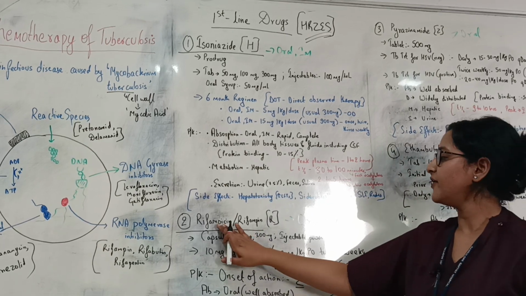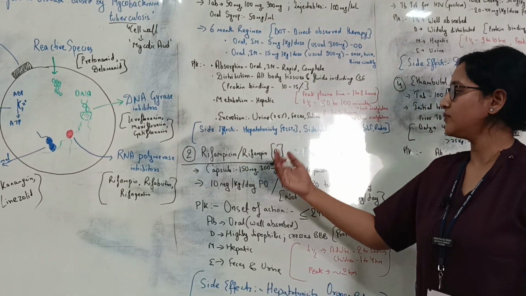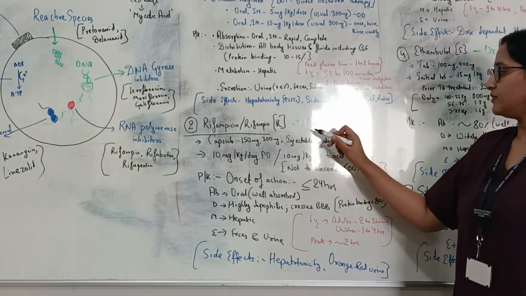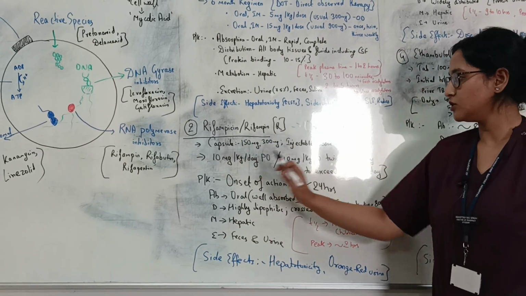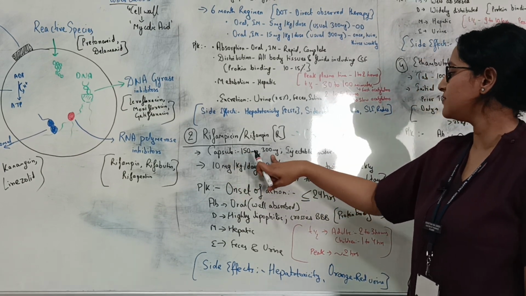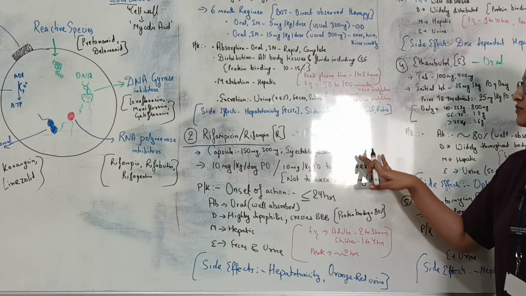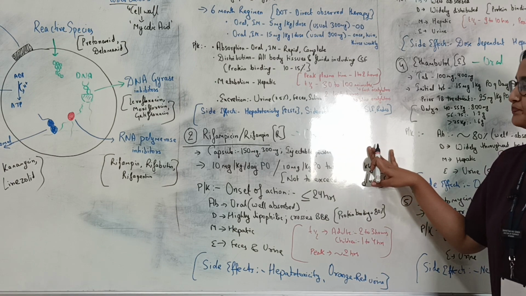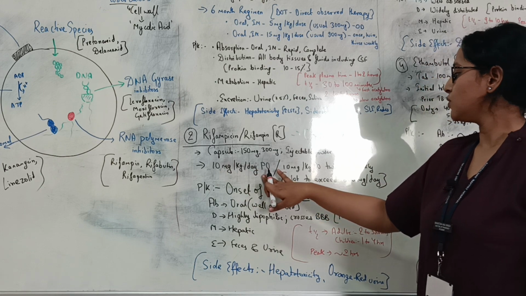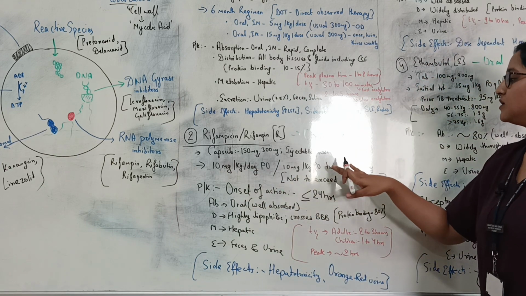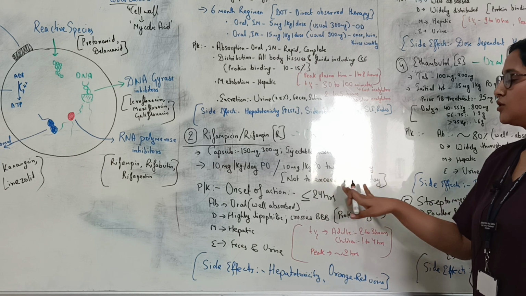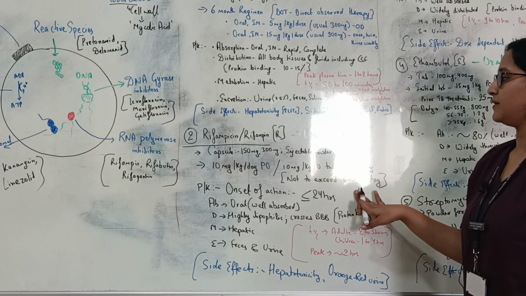So the second drug is rifampicin, or we can call it rifampin, which is available in oral and IV form. The capsules are 150 mg and 300 mg, and the injectable powder is 600 mg. The dose is 10 mg per kg per day orally, and 10 mg per kg orally twice weekly, not to exceed 600 mg per day.